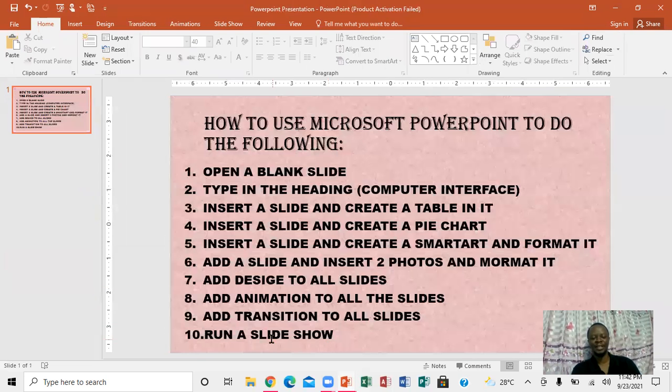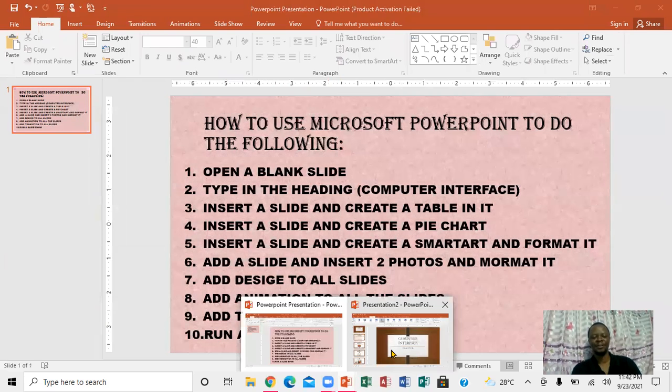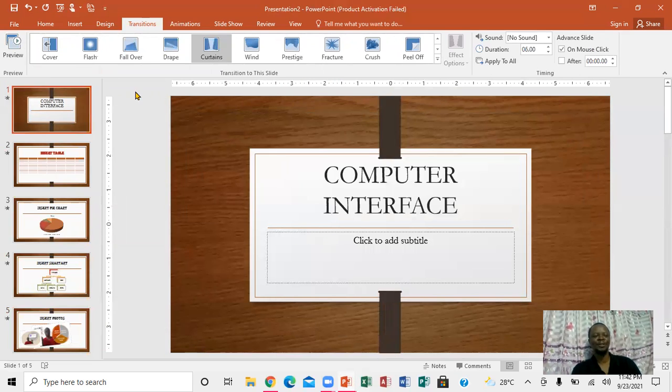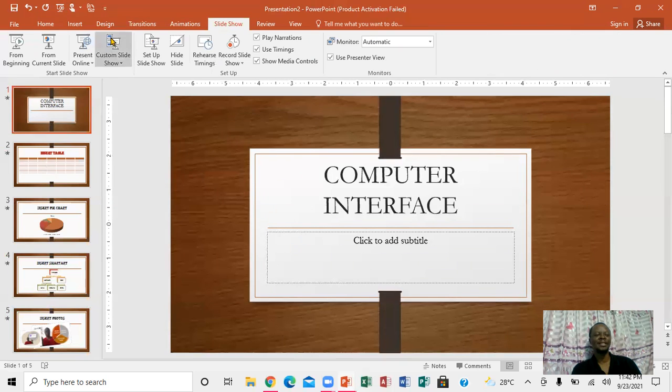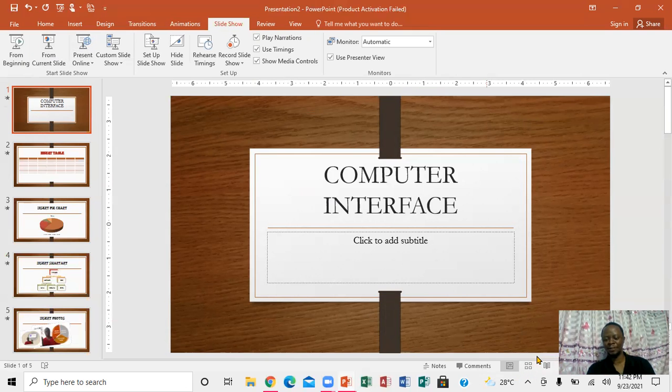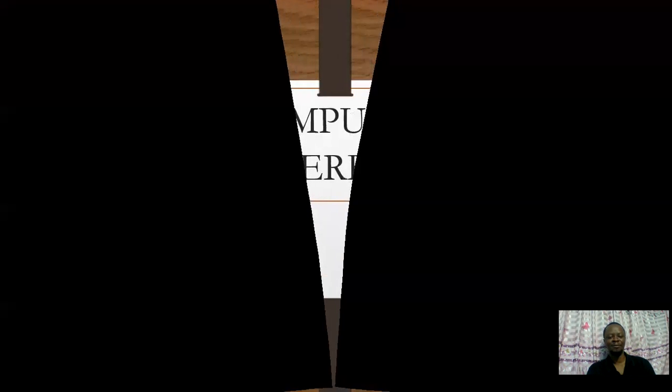Right. So the last one we have here is to run a slideshow. Okay, so we're going to run a slideshow. In order for us to run a slideshow, we can come right here at the top and click this, run the slideshow. Or we can come right here and say slideshow, and then you can say from the beginning, current slide and all of that. Or we can come right down here. Let me shift this a little. You can use this by clicking it, or you can press F5.